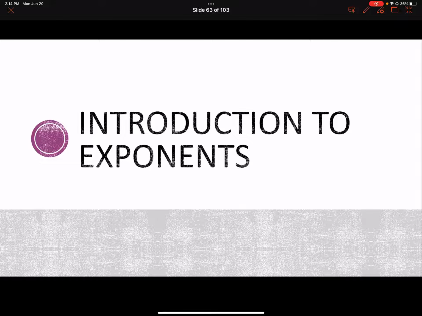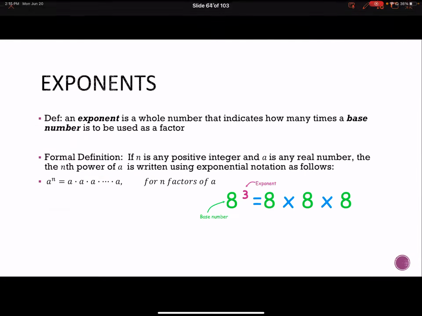This video will cover the ALEX topic Introduction to Exponents. So let's define what an exponent is, look at some examples, and then evaluate some exponents.